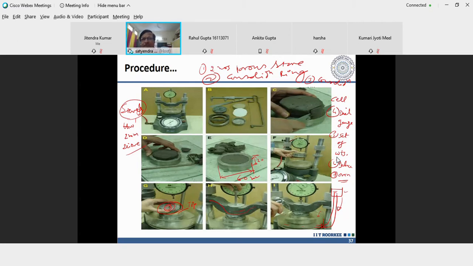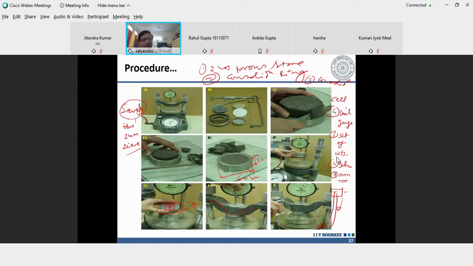So we finish this test in 7 days' time, but the test is so beautifully designed that we ensure all possible types of loading onto this soil specimen. How it is done, I will explain step by step. And you are free to ask me questions. So I have tried my best to explain how this soil specimen is mounted on this test setup.